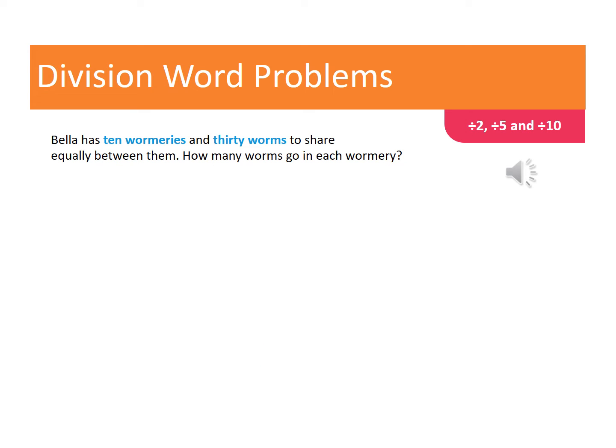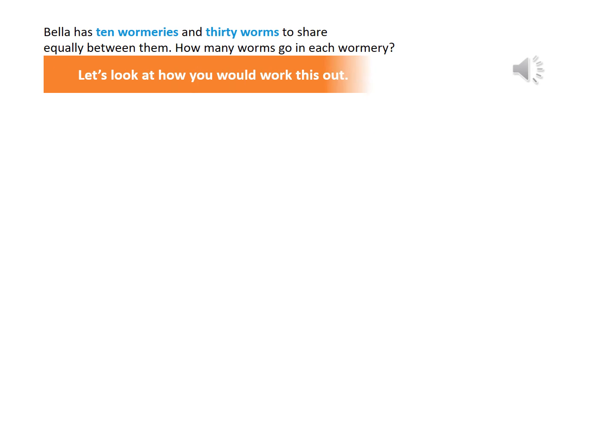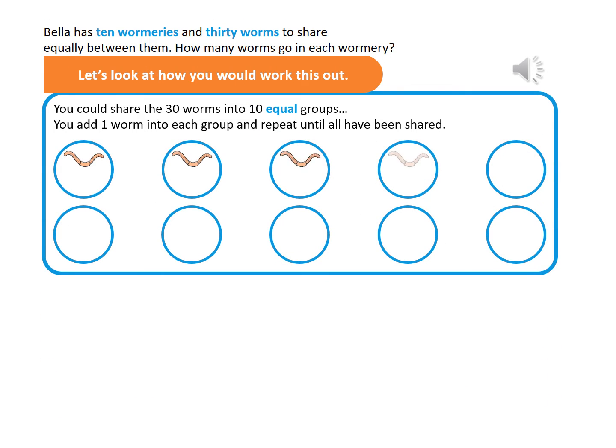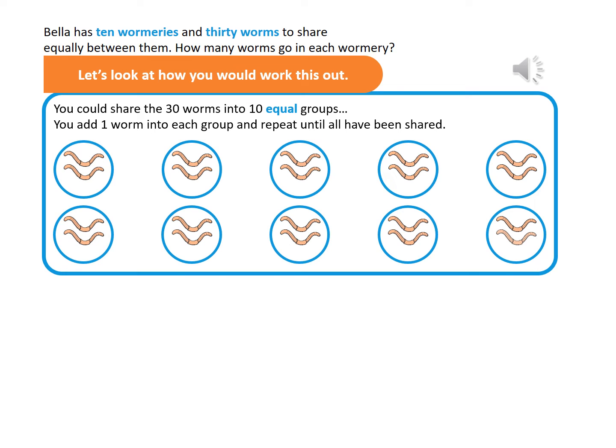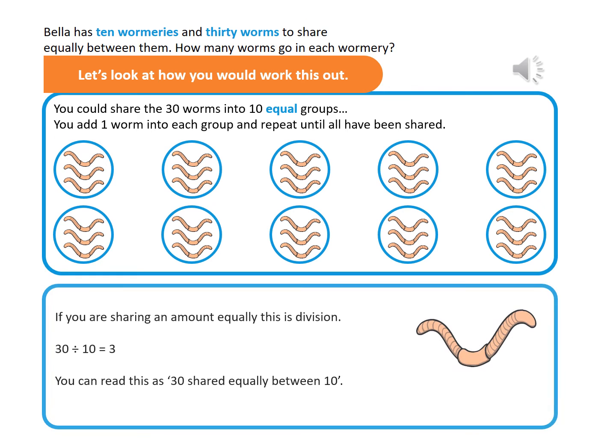Bella has 10 wormeries and 30 worms to share equally between them. How many worms go in each wormery? Hopefully you recognised that you needed to do 30 divided by 10, which equals 3.